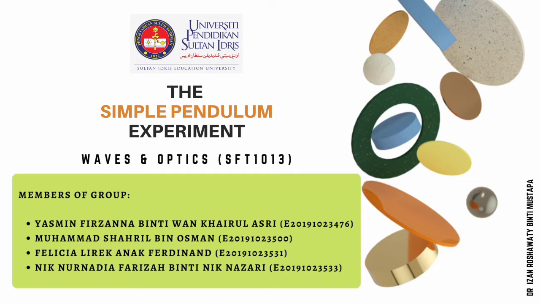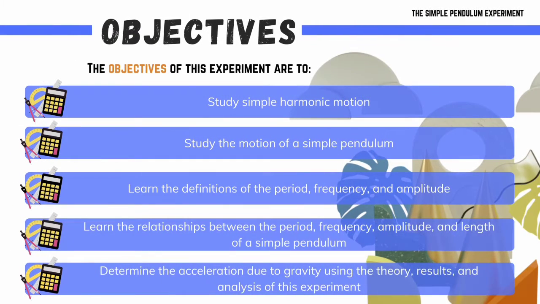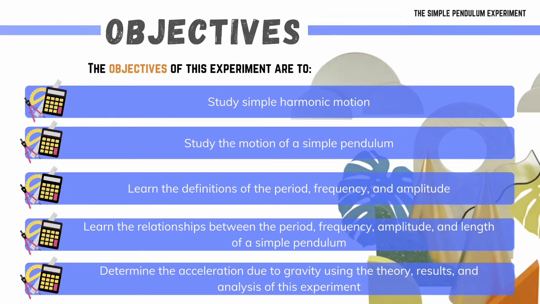So, in this video, our group will show the simple pendulum experiment. The objectives of this experiment are to study simple harmonic motion, to study the motion of a simple pendulum, to learn the definition of period, frequency, and amplitude, to learn the relationships between period, frequency, amplitude, and length of a simple pendulum, and to determine the acceleration due to gravity using the theory, results, and analysis from the experiment.